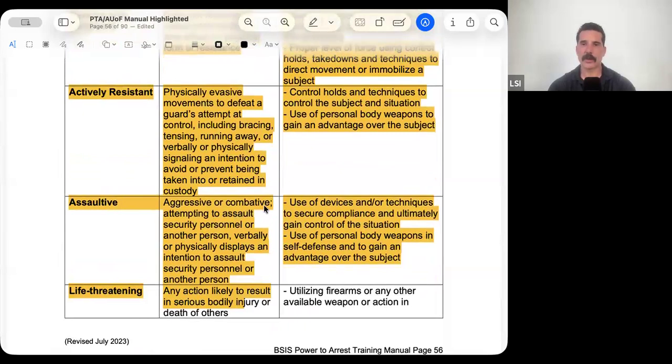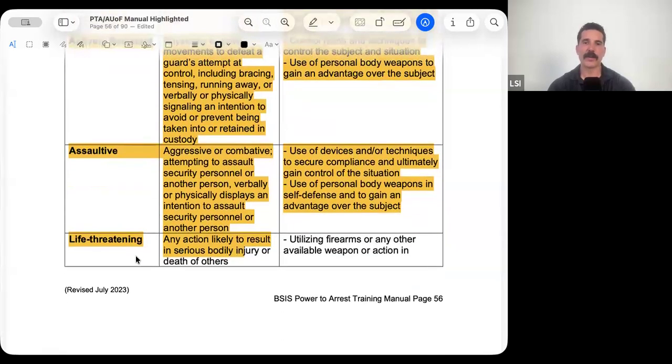Assaultive, aggressive or combative: attempting to assault security personnel or another person, or verbally or physically displays an intention to assault security personnel or another person. Force options, use of devices and or techniques to secure compliance and ultimately gain control of the situation, use of personal body weapons in self-defense and to gain an advantage over the subject.